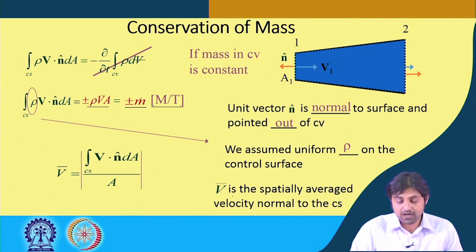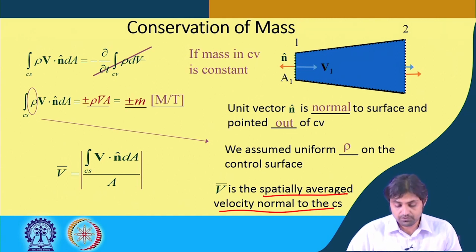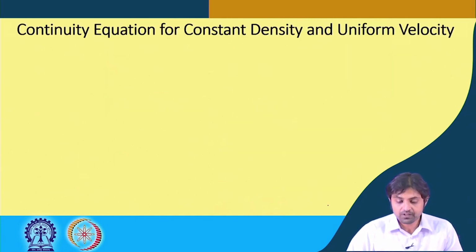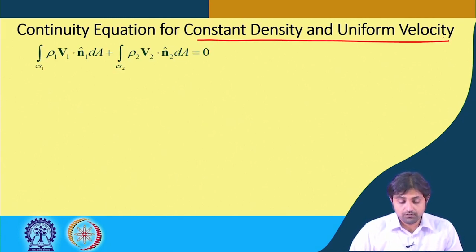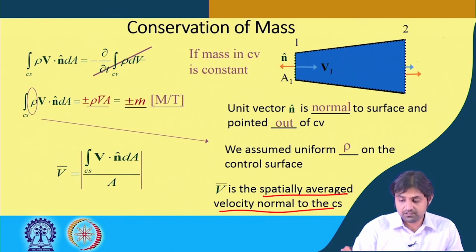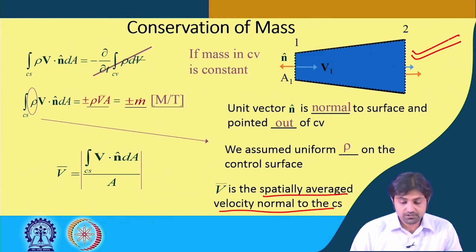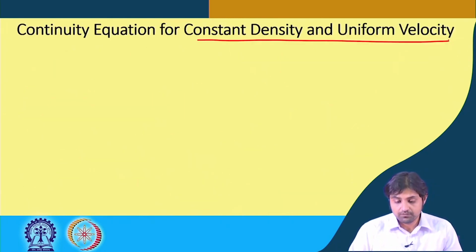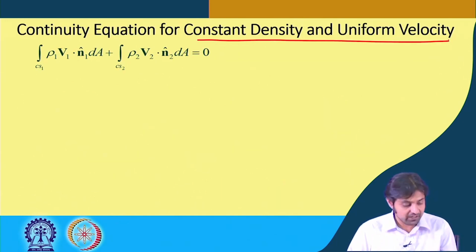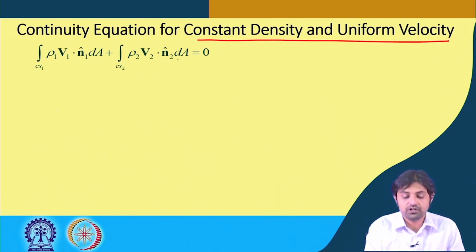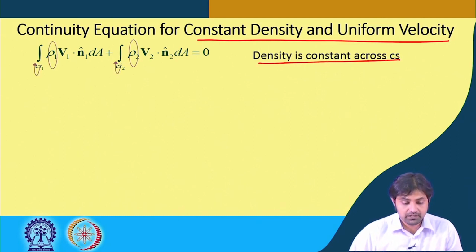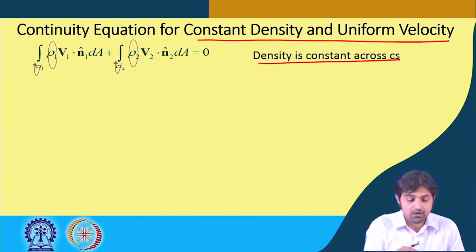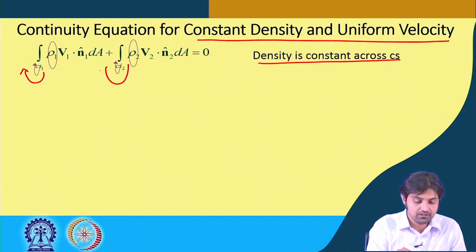Okay. So v bar is the spatially averaged velocity normal to the cross section. This is important to note. So now, the continuity equation for constant density and uniform velocity. If there are two cross sections, as we have seen in this problem, we can simply write rho 1 v1 dot n1 dA_s plus rho 2 v2 dot n2 dA_s equal to 0. So density is constant across this entire cross section, right? So this we can take out, as indicated by these arrows here.